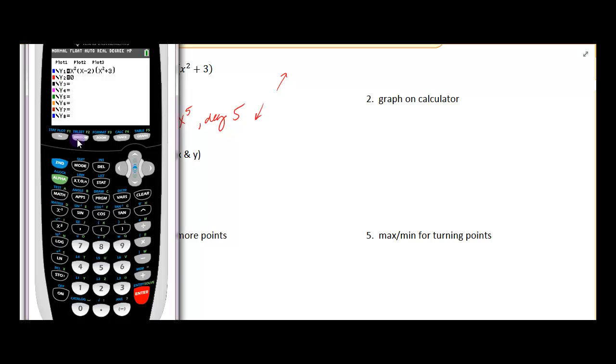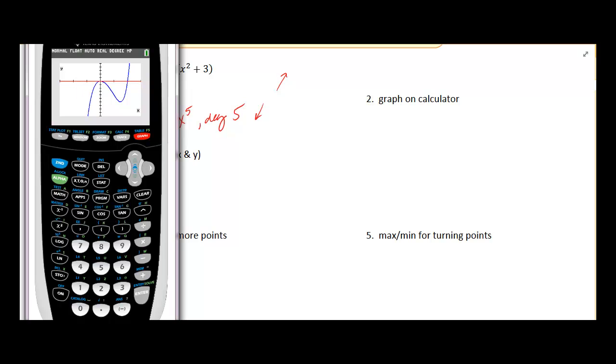And I want you to adjust your window. Let's just adjust it to negative and positive 3 for the min and max of x, negative 10 and 5 for the min and max of y. Okay, so this is the window that I am using. The graph of this function looks like this. The blue line is the polynomial function we're investigating, and the red line is that additional line I wanted you to put on the graph.